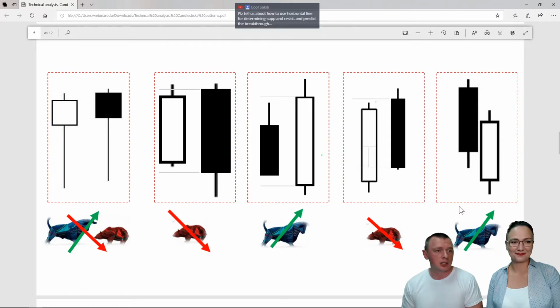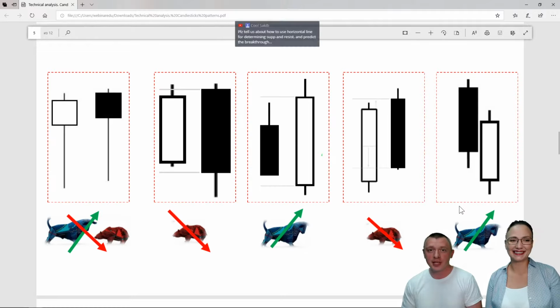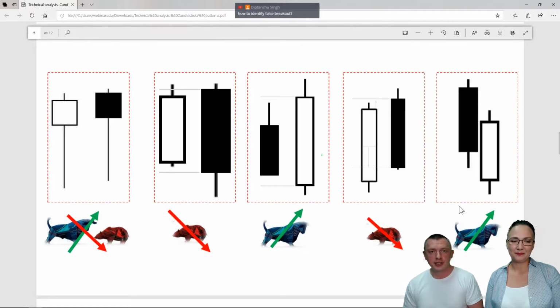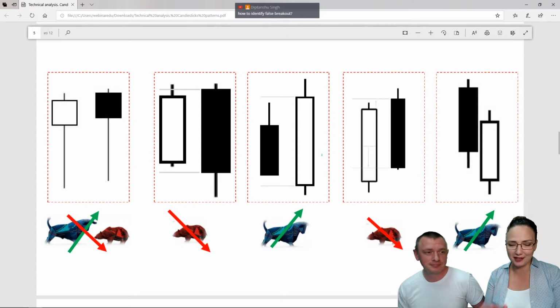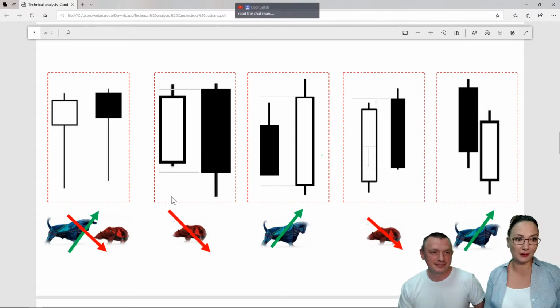Actually, we are ready to finish because it's almost time, and the platform unfortunately still doesn't work. So, how to identify a false breakout. I wanted to show you so much today, my friends, and I'm sure I'll still have a chance, and I will show you this at some point. We'll maybe have a stream on price action.